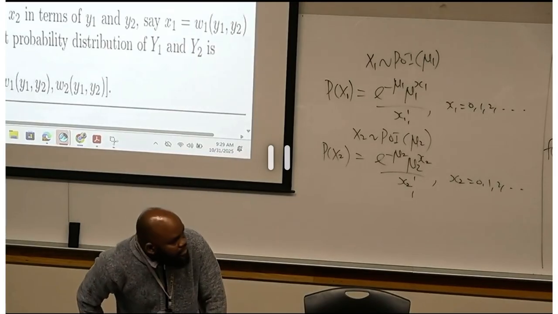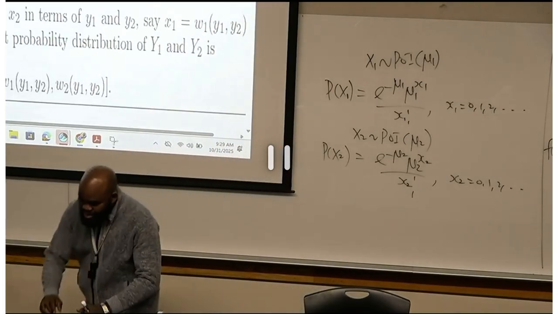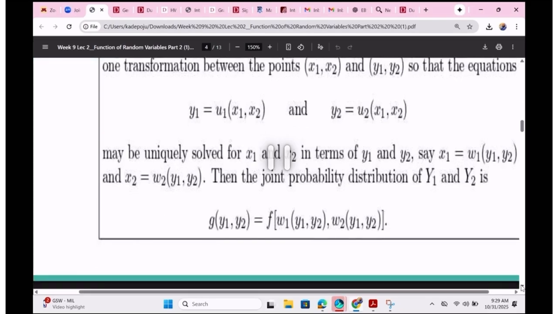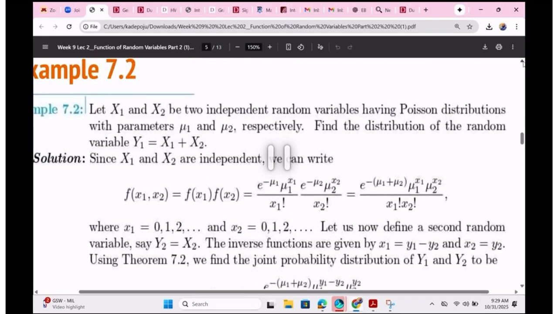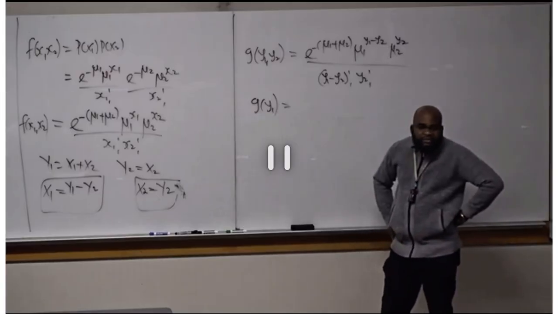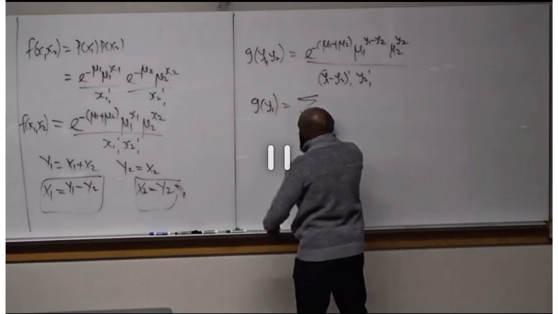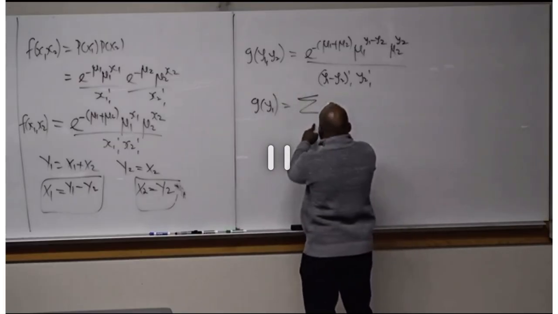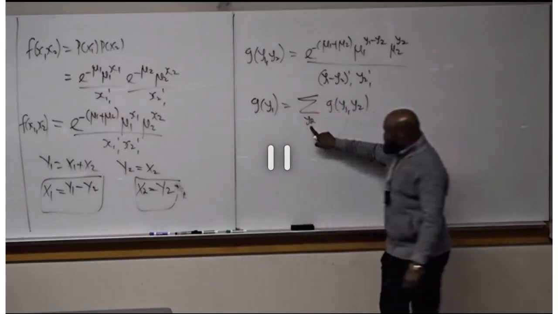But you know what I'm looking for? If you look at the question, the question said, find the distribution of the random variable Y1. The question wants G of Y1. Of course, in this class, if I want to find G of Y1 and I have the joint, what am I going to do? I will do the sum because this is discrete. I will do the sum of this guy, then Y2 will be the variable.